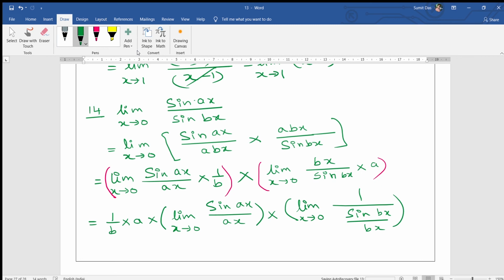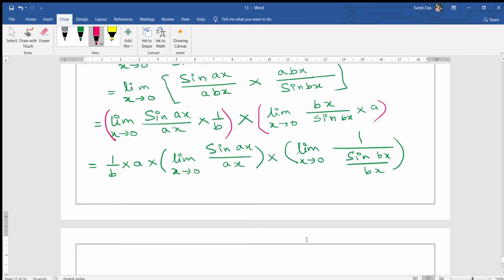I hope you understood this step. That is, suppose 5 by 7 is equal to 1 by 7 by 5. So the denominator of the denominator always goes to the numerator. This explanation is a class 6-7 explanation, so I'm not going to do it in detail.